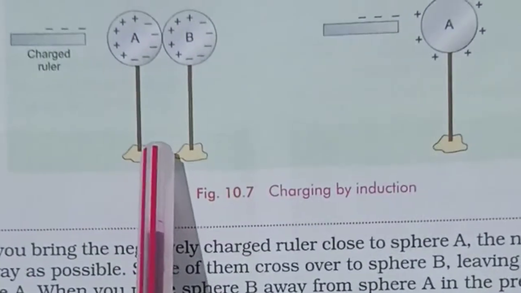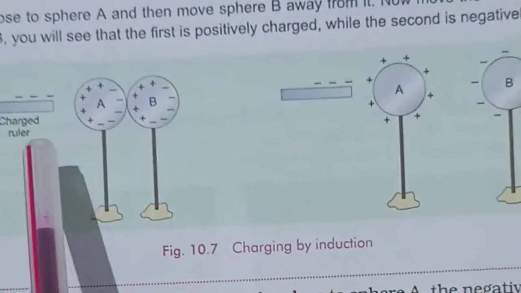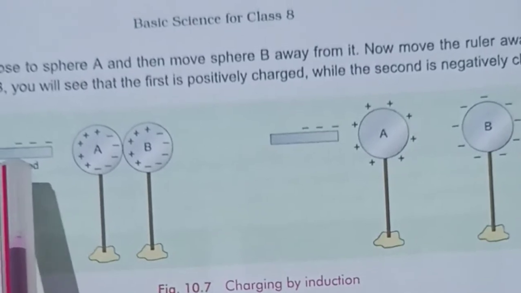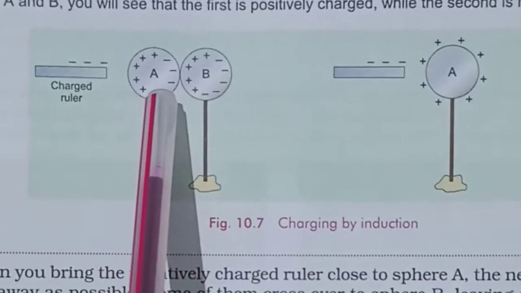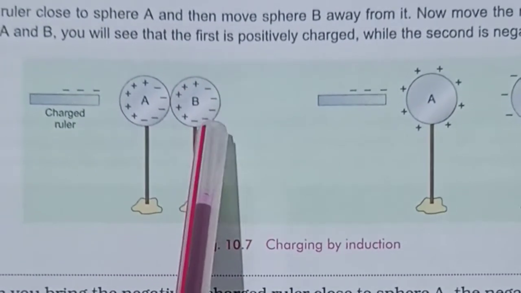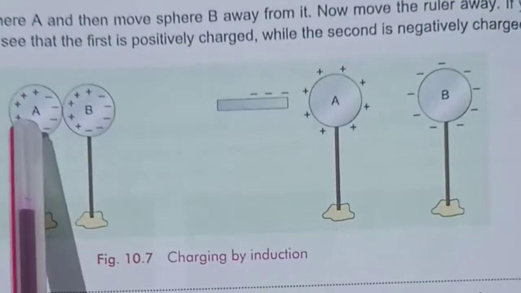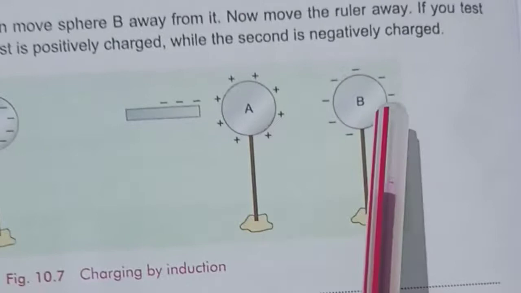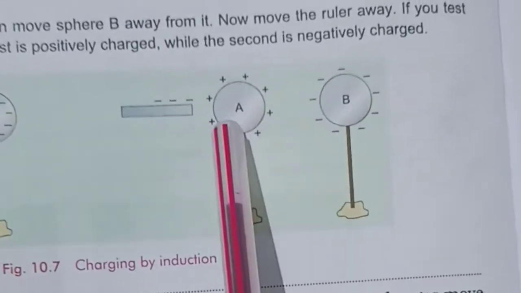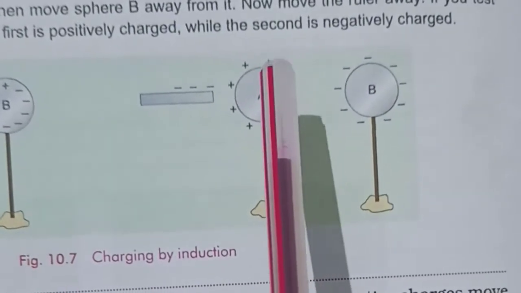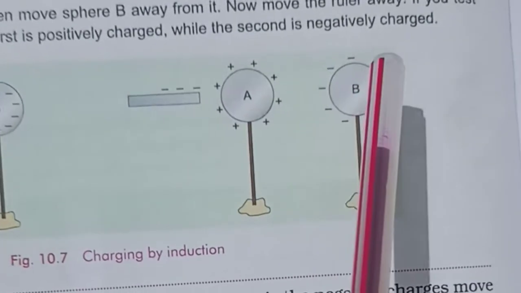In this diagram it has been shown here. And we are told to take a plastic ruler that is negatively charged and bring it close to the sphere A. And then slowly we will move sphere B away from sphere A as shown here. And when we test spheres A and B for which charge they have acquired, we will see that sphere A is positively charged and sphere B is negatively charged.